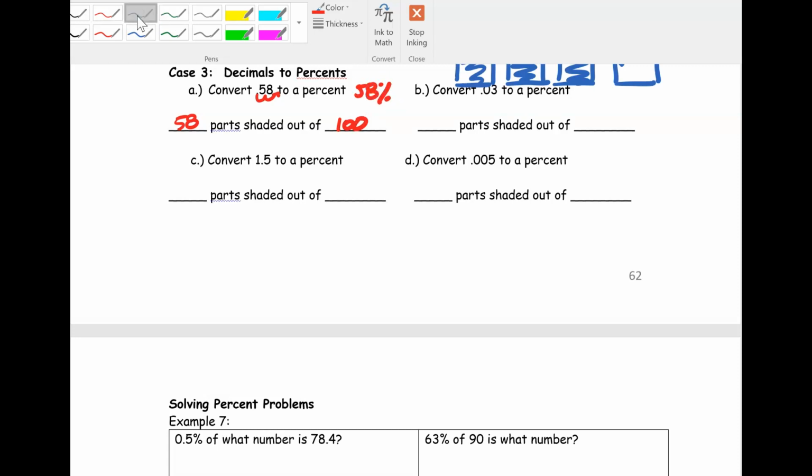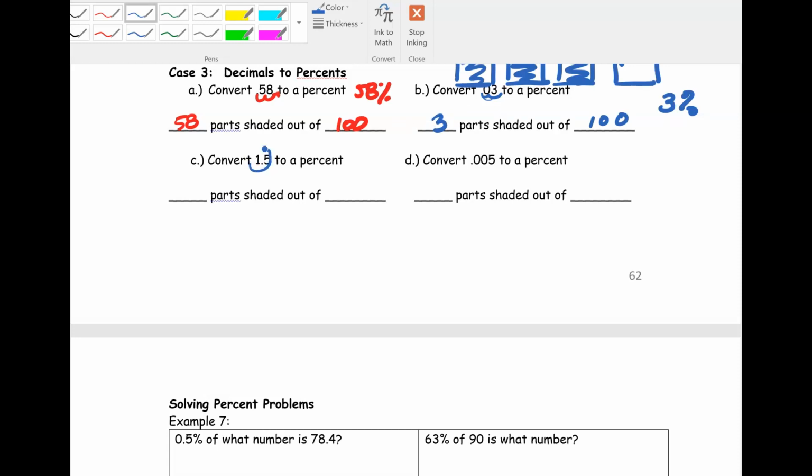And then I'll go back to my blue. Same thing here, 0.03 would be 0.03 parts shaded out of 100. And then we move the decimal 2 spots to the right, and we end up getting 3% there. Oh, and you know what? That's not right. So it's not 0.03%, it is 3%. So if it's 3%, then 3 parts out of 100.